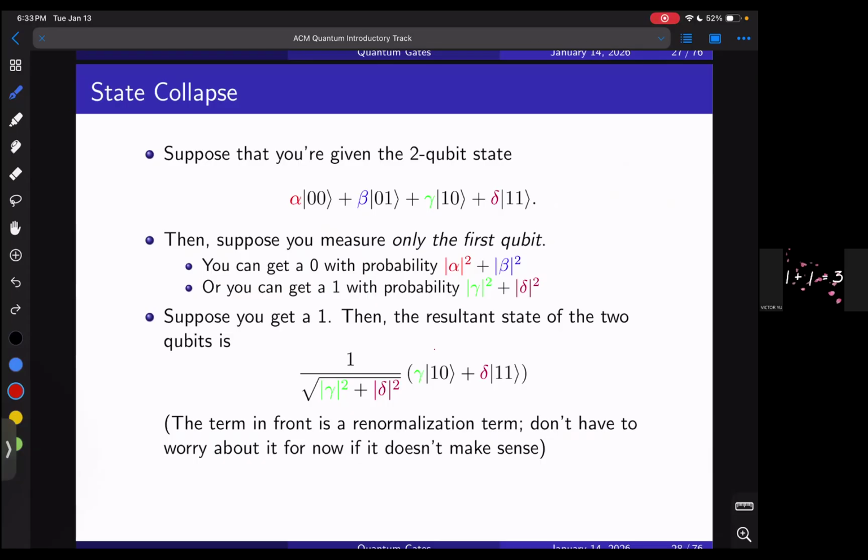But you'll notice that both of the terms have a 1 in front because we measured a 1. And this factor in front is what we call the renormalization term. Basically what it enforces is that the sum of the probabilities still adds up to 1 after we measure, because that condition always has to be true. Does that make sense to everyone?